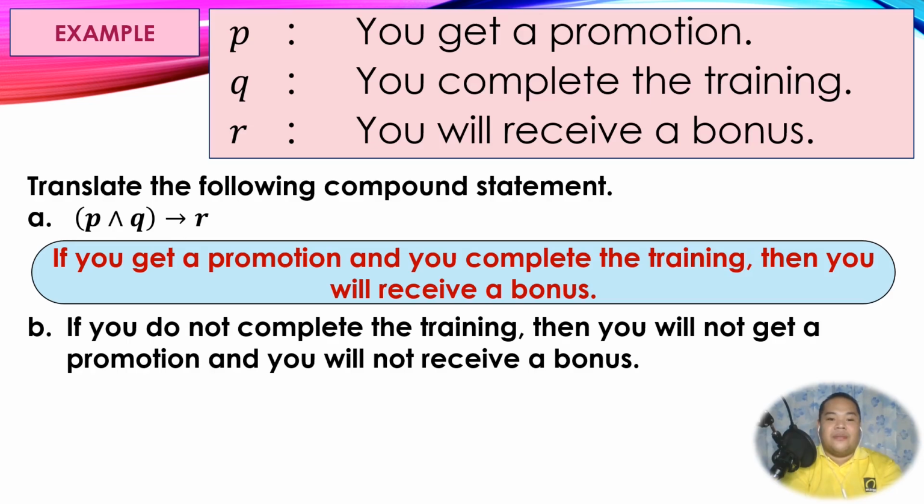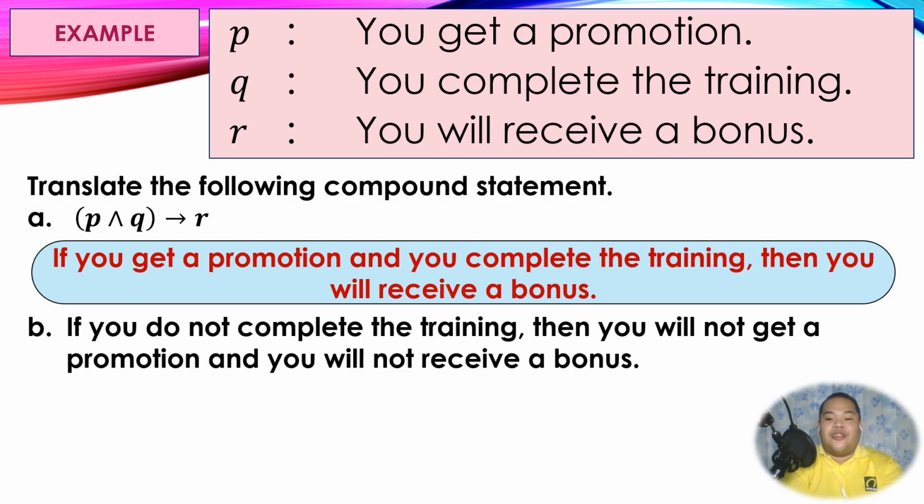bonus. B. If you do not complete the training, then you will not get a promotion and you will not receive a bonus. You do not complete the training is not Q. You will not get a promotion is not P. You will not receive a bonus is not R.